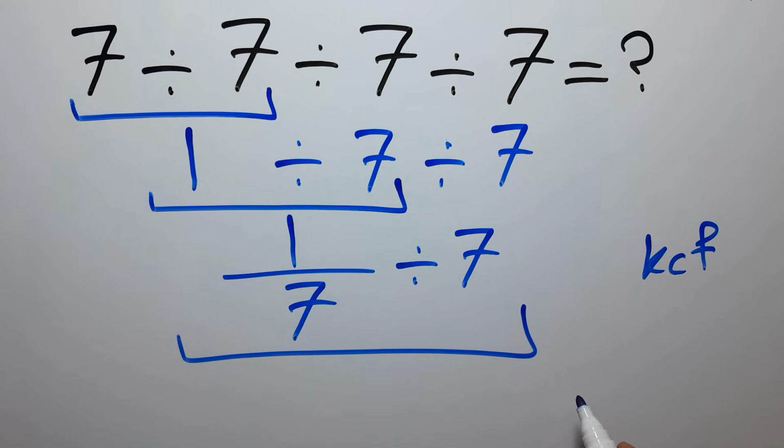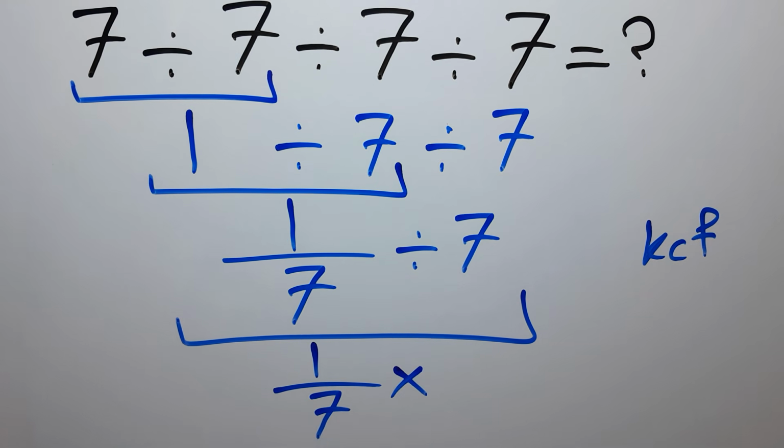stands for flip. We can write keep the first fraction, change division to multiplication, and flip the second fraction. So we have 1 over 7 times 1 over 7, which equals 1 times 1 gives us 1. So 7 times 7 equals 49. So we have 1 over 49.